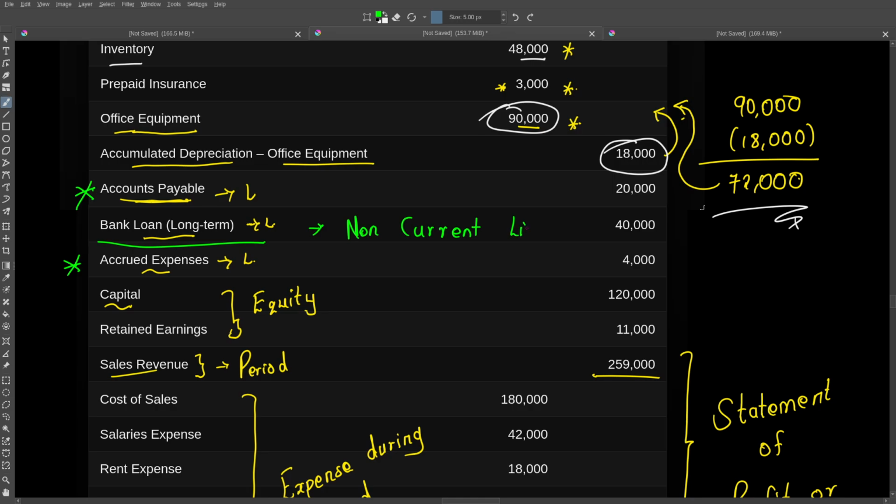Remember that current liabilities are the liabilities that you can settle within a period of 12 months, but non-current liabilities are the ones that will take a period of more than 12 months to settle. Accrued expenses are those expenses that you've incurred but you're yet to pay, and accounts payable, again, you've bought something and you're yet to pay.